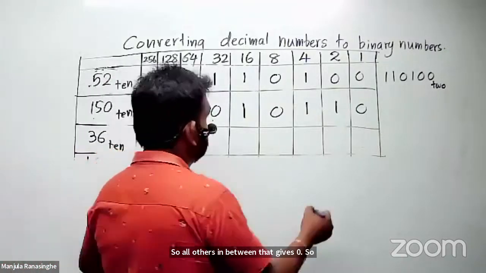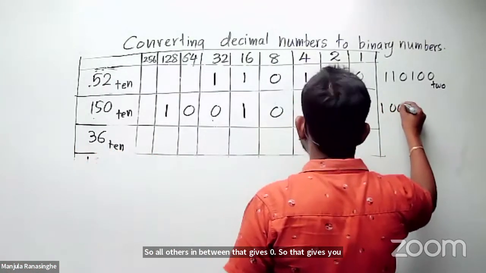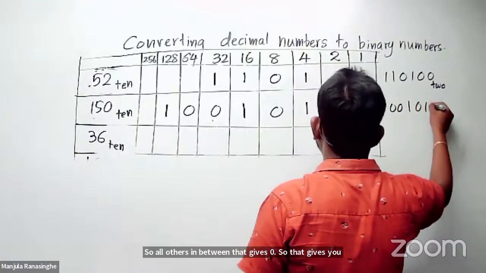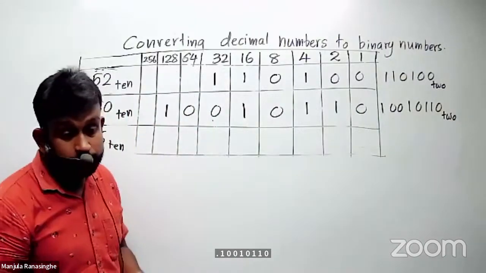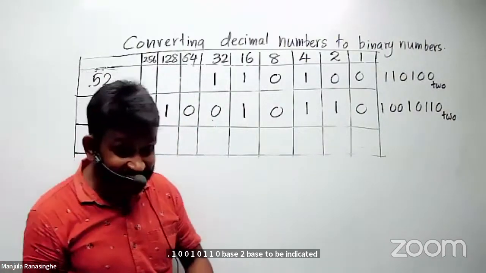So that gives you 10010110 base 2, to be indicated. That's it. That is compulsory. Hands up those who got the answer.